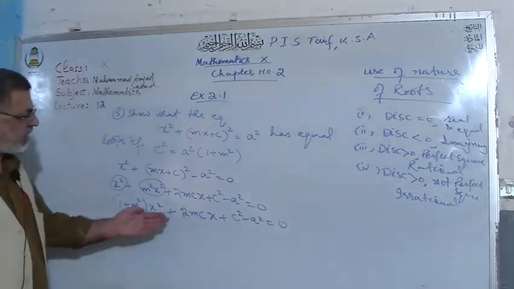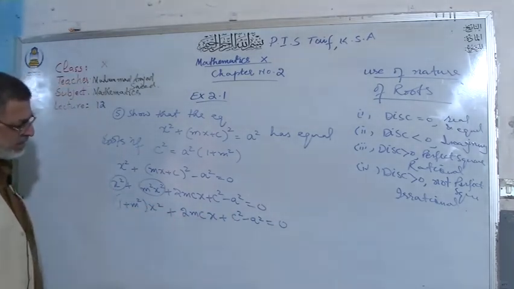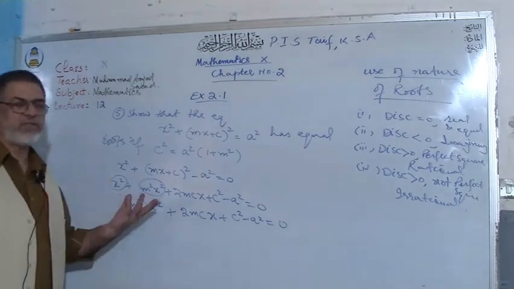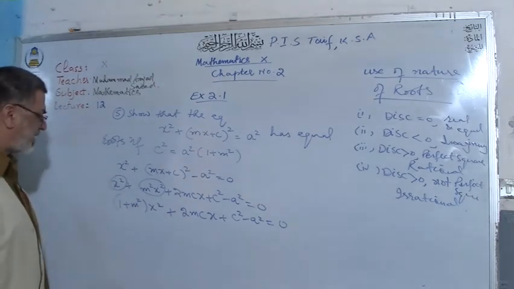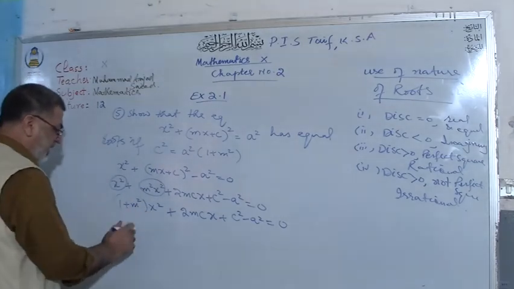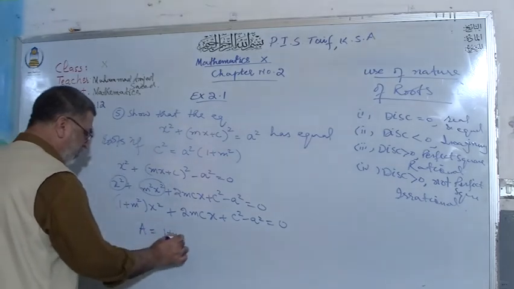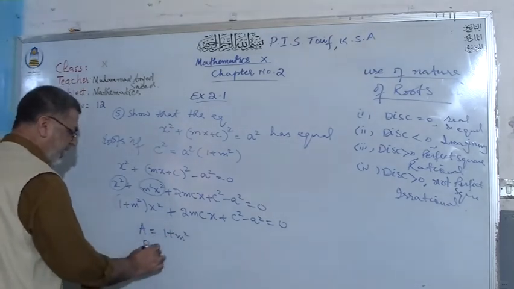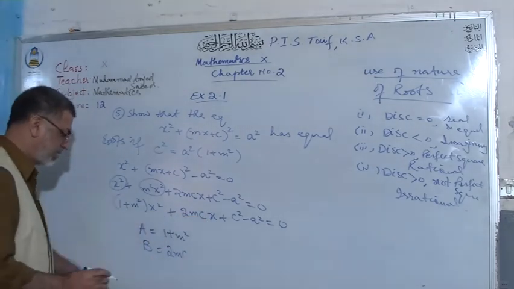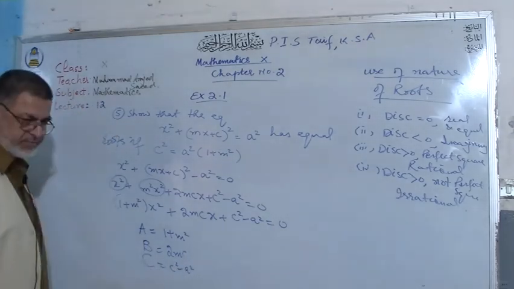Dear students, you are having a and c small a and c already written here. So that's why it is better to take capital ABC instead of small abc. The coefficient of x square is A actually. So you can take capital A as 1 plus m square. B capital is 2mc, this is the coefficient of x. And capital C is c square minus a square small.